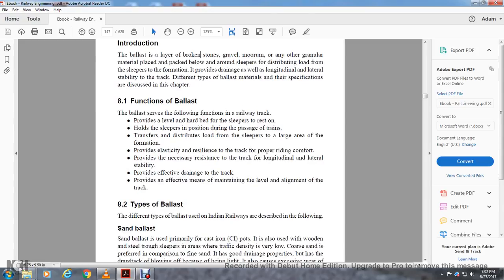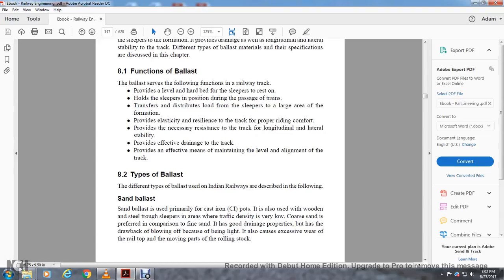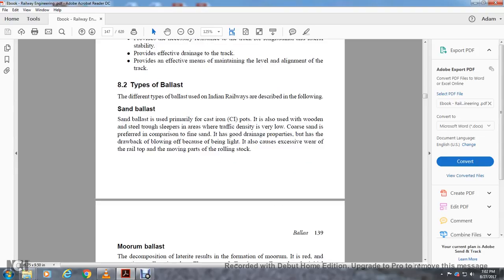8.2. Types of ballast. The different types of ballast used on the Indian railways are described as follows. Sand ballast is used with cast iron pot sleepers, and also with wooden and steel trough sleepers. Where the traffic tends to be very low, coarse sand is preferred to fine sand for its good drainage property, but it has the drawback of blowing off because of being light, and it also causes excessive wear of the rail top and the moving parts of the rolling stock.